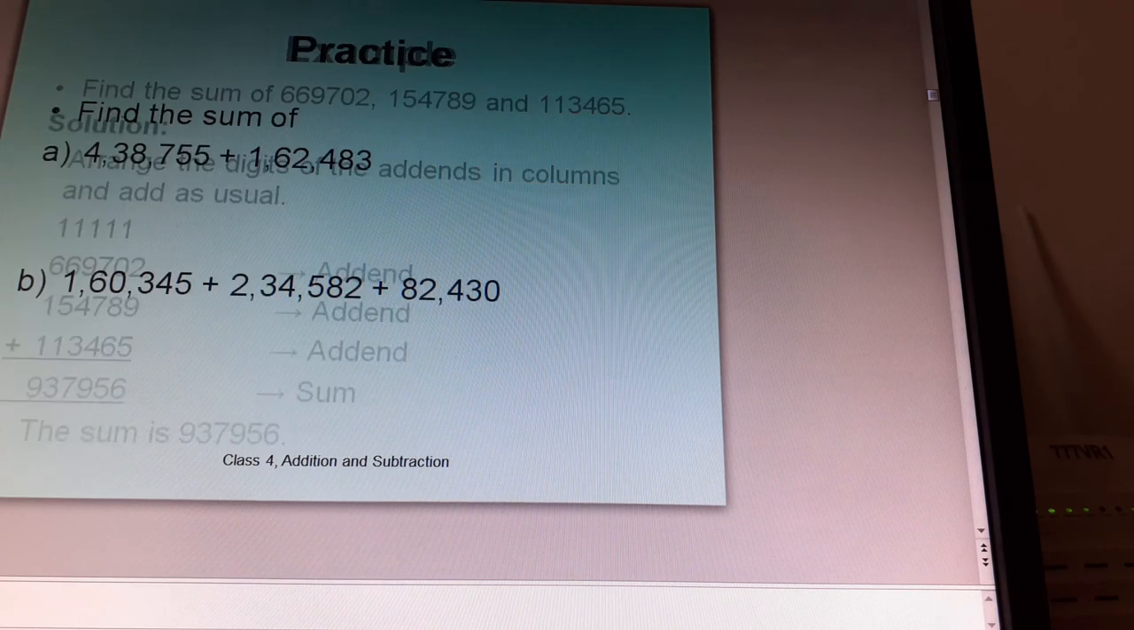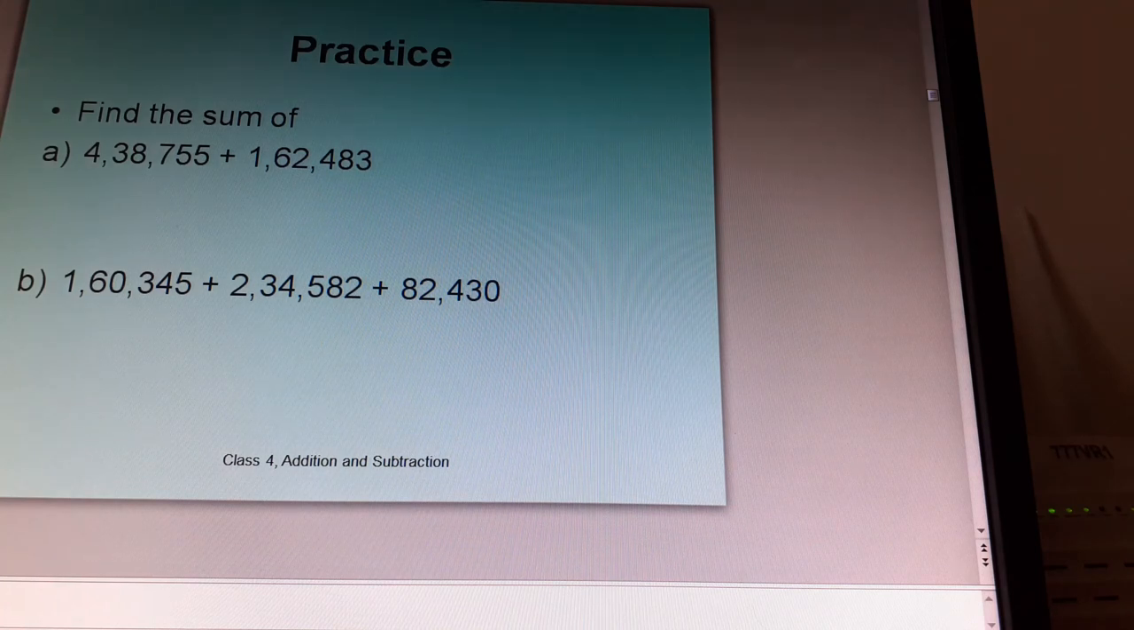Now, see these two sums. For practice, find the sum of 4,38,755 plus 1,62,483 and 1,60,345 plus 2,34,582 plus 82,430. Now, children, these two sums I hope you can do.